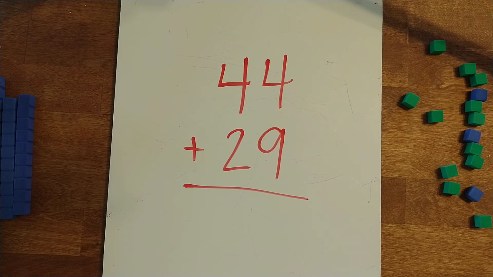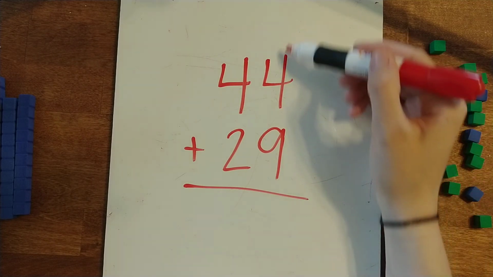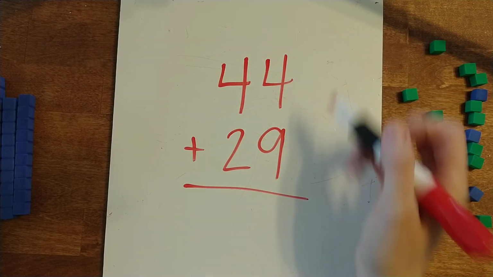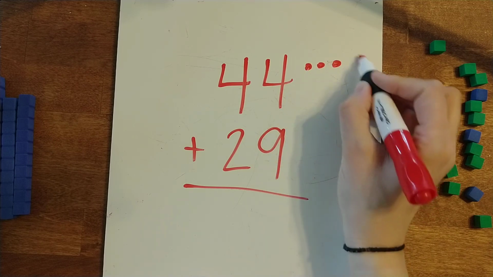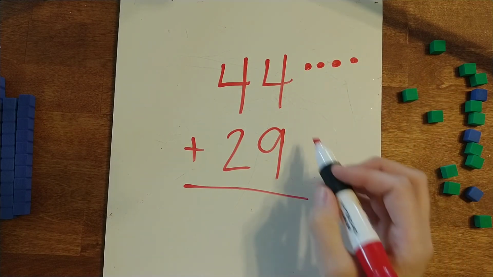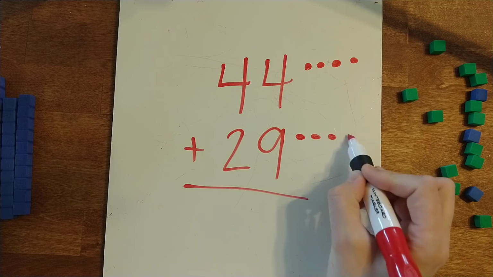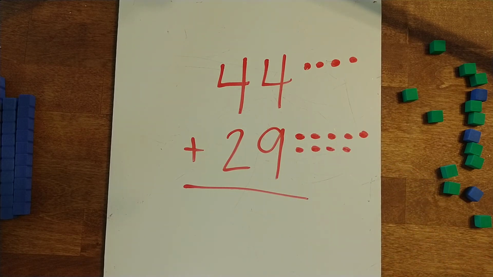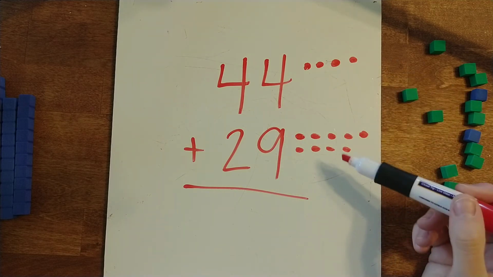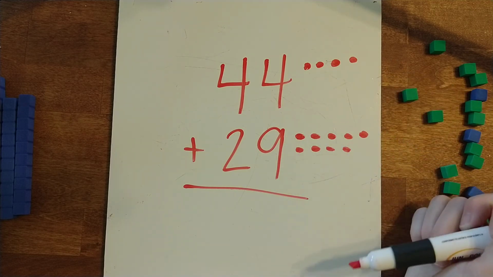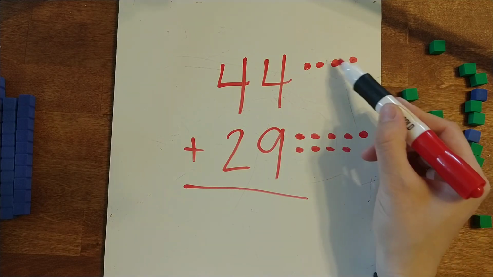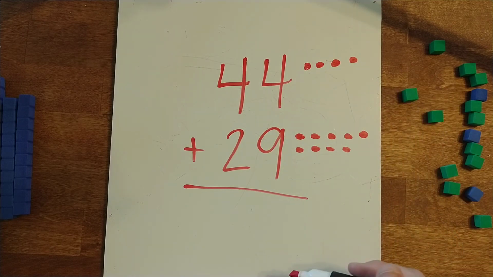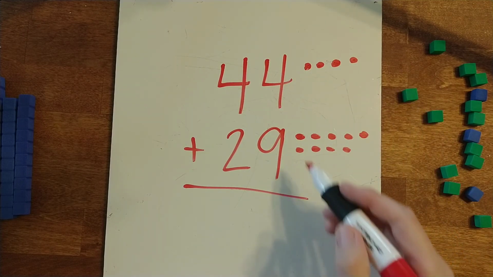All right, guys, this is going to be our last problem. So let's get started looking at the ones place. Let's draw 4 unit blocks and then 9. 1, 2, 3, 4, 5, 6, 7, 8, 9. Now we can go ahead and start adding them up. If I have 9 here, I'm starting with the bigger number. 9, 10, 11, 12, 13. I know that is too many. I'm going to group 10 of them.